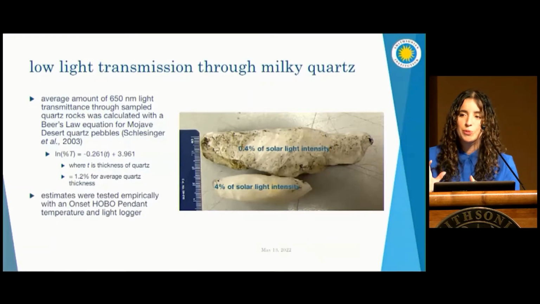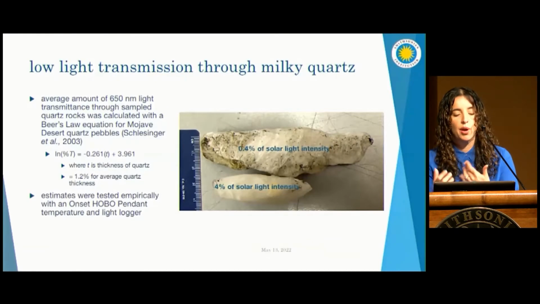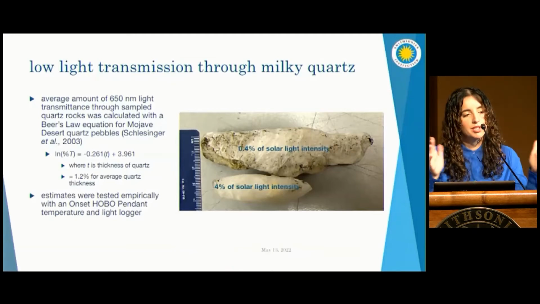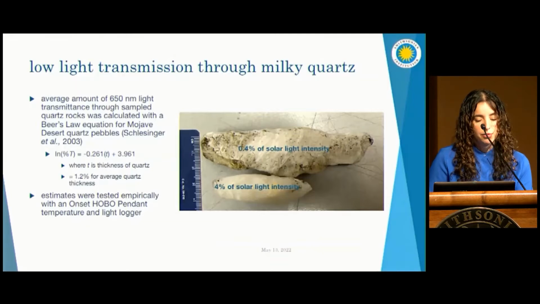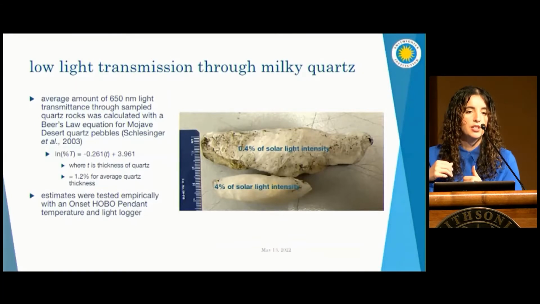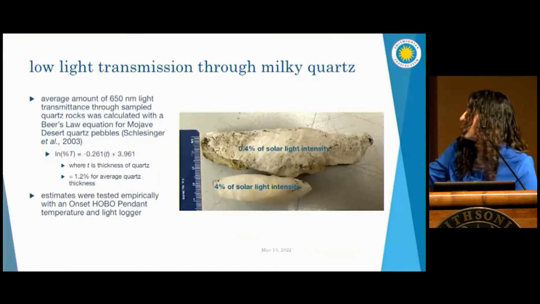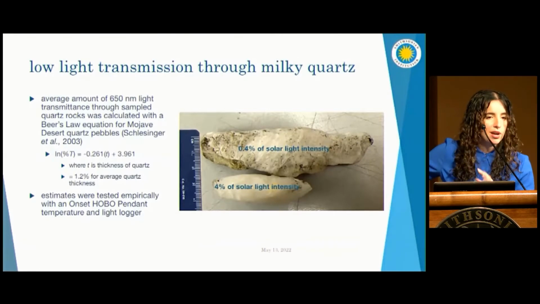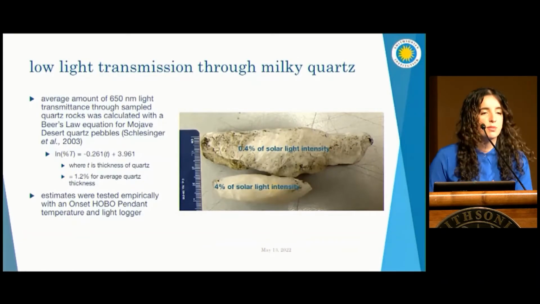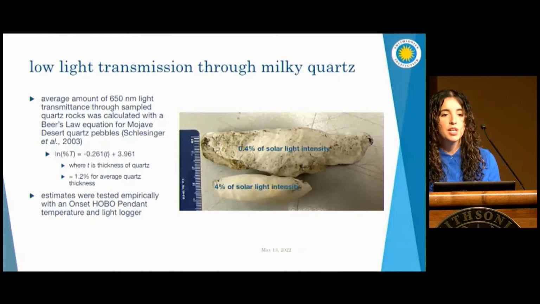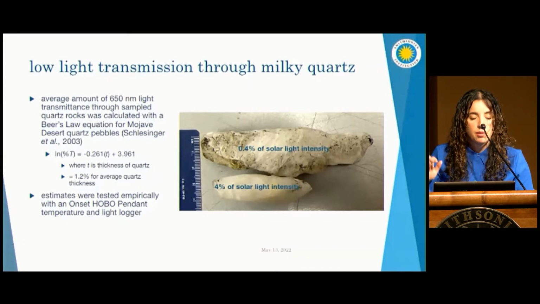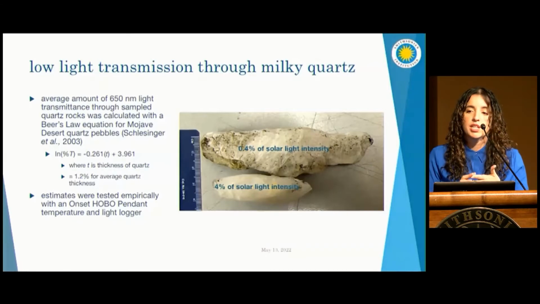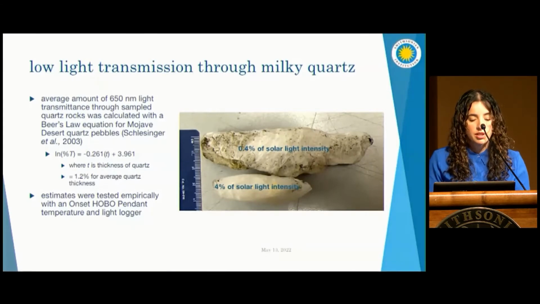I also wanted to test this empirically, so I took just 2 rocks that kind of represented the range of thickness, and I measured total light intensity transmitting through. And as you can see, the top one, which is about the upper end, the thicker one, gets 0.4% of light transmitting, a very, very small amount, but apparently enough. And the bottom is a 4%. So those are pretty consistent with that average of 1.2 we're seeing.